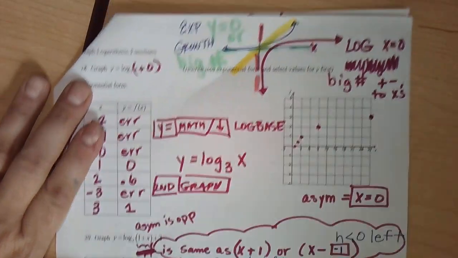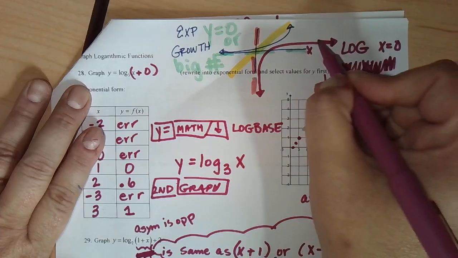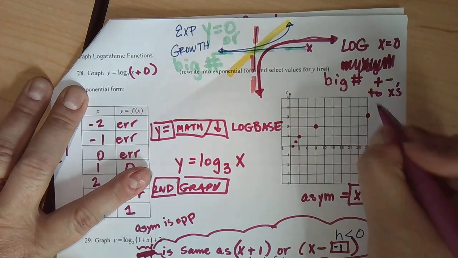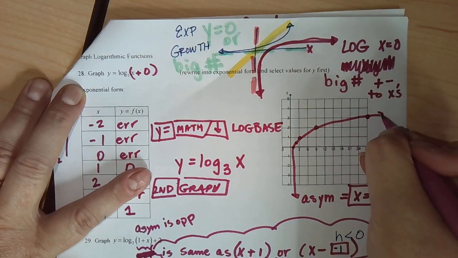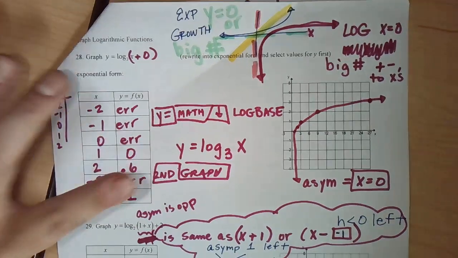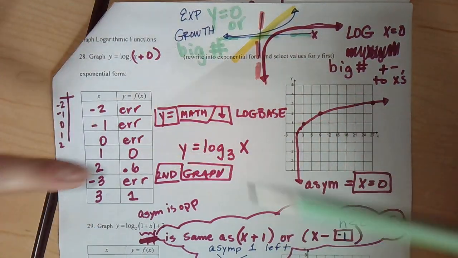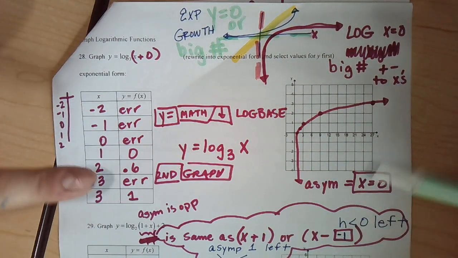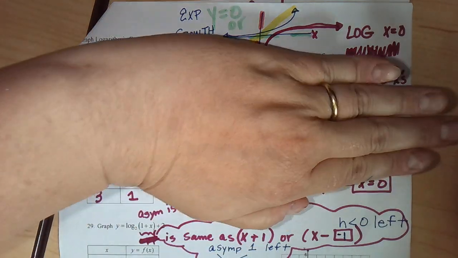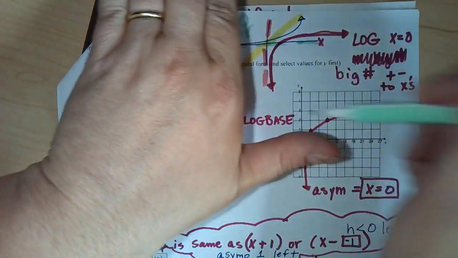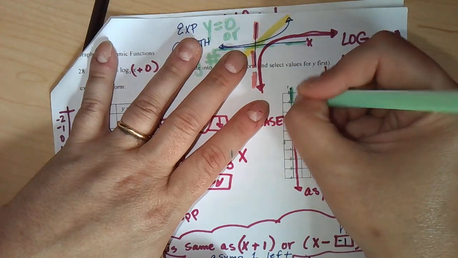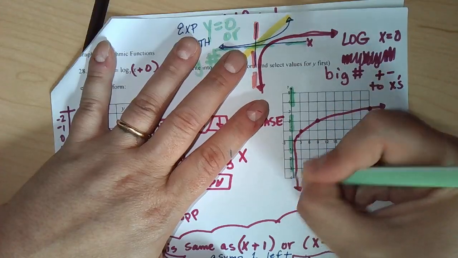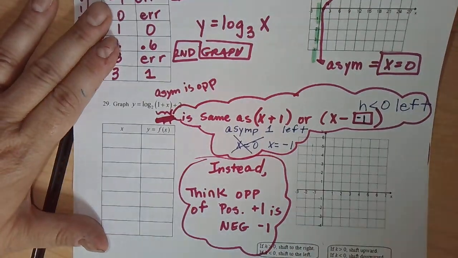Okay. And then I told you logarithms look like this, and then they fall straight down. So let's go straight down. Okay. And then my asymptote should be at x equals 0. And remember, for exponentials, the asymptotes went side to side. Logarithms are up and down. And it's at x equals 0, so right up on that y-axis.